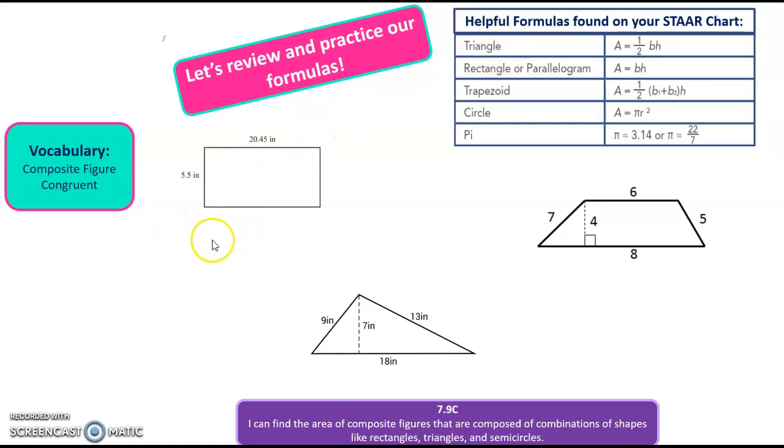20.45. For the sake of time, I am not going to go through the particular math on it, but plugging it in to that formula, we're just going to follow it. A equals base, which is that 20.45, times our height, which is the 5.5. That is going to get us 112.475. All right, let's move on to the triangle.